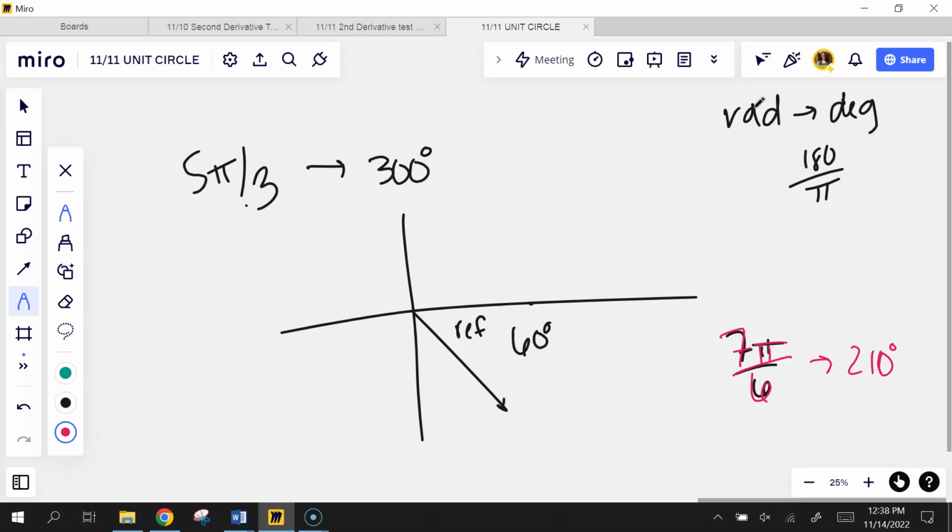Which is where? Quadrant 3. Here's 210. It'll be 30. We got it. Okay, so if I went 180 and I need to get to here, how many more degrees is it to get to 210? 30. So the reference is 30.